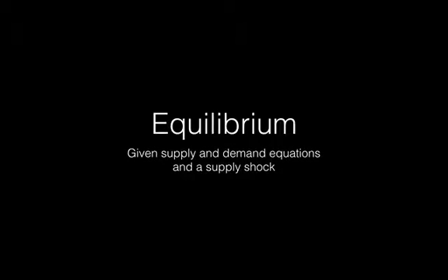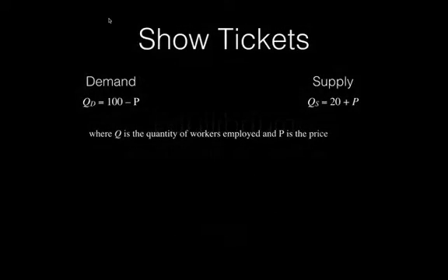And in this particular video lecture, we're going to be taking a look at an equilibrium, so we're given supply and demand equations. And then we're going to take a look at the impact of a supply shock, i.e. the supply curve is shifting. And also we're going to take a look at what's the impact of a capacity constraint on a supply curve. So in this one, we're looking at the supply and demand of show tickets. The quantity demanded is equal to 100 minus P, and the quantity supplied is equal to 20 plus P.